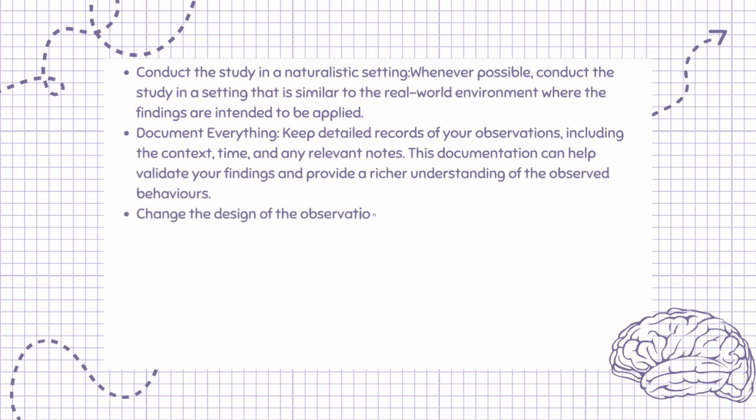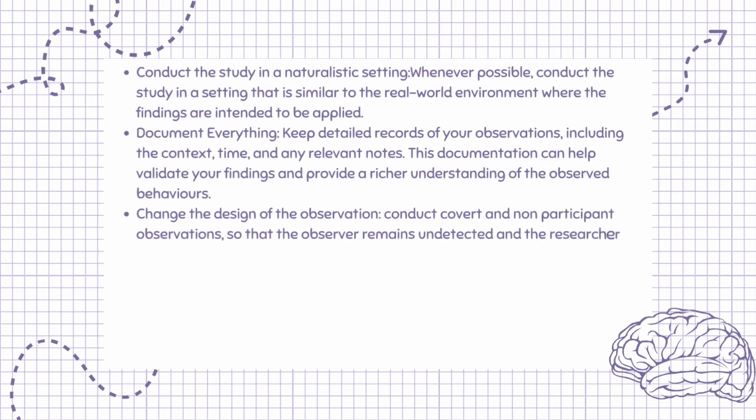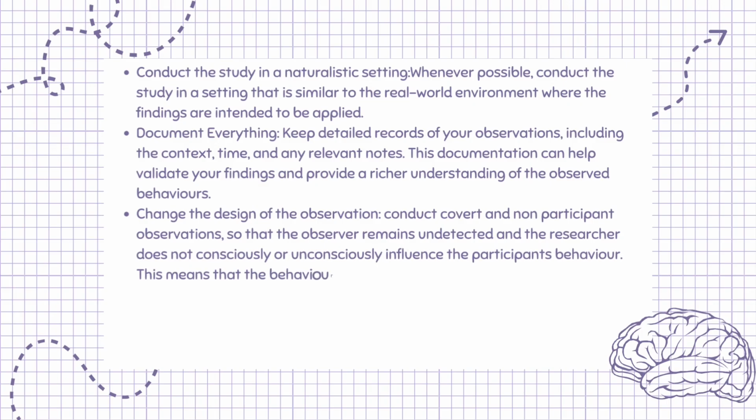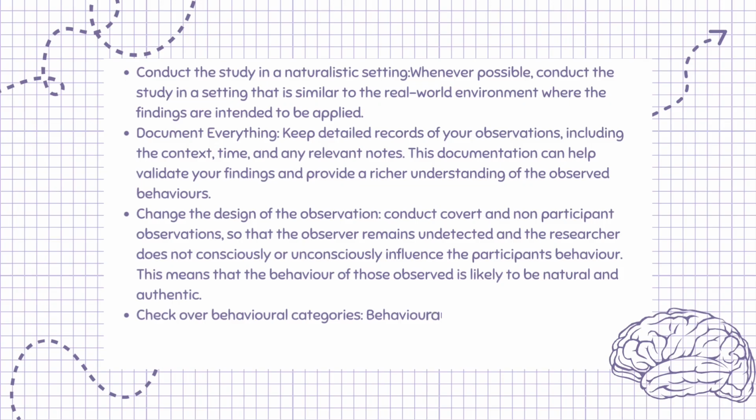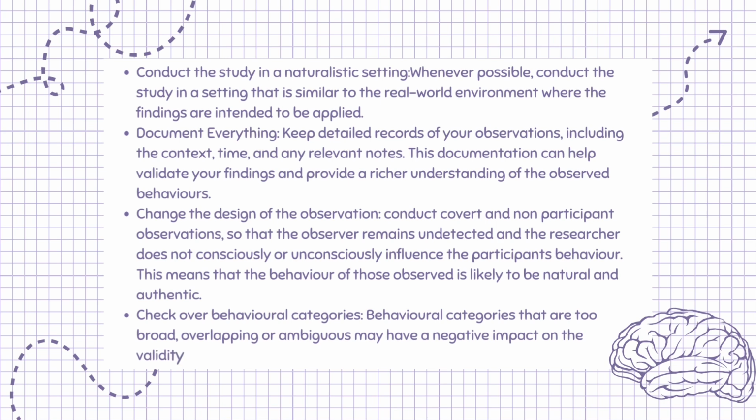Change the design of the observation. Conduct covert and non-participant observations, so that the observer remains undetected and the researcher does not consciously or unconsciously influence the participant's behavior. This means that the behavior of those observed is likely to be natural and authentic. Check over behavioral categories. Behavioral categories that are too broad, overlapping, or ambiguous may have a negative impact on the validity of the data collected.